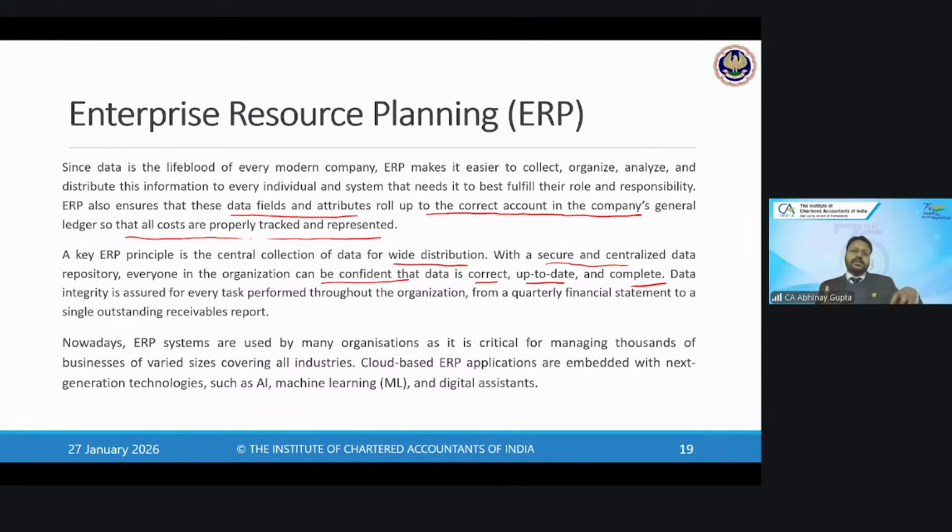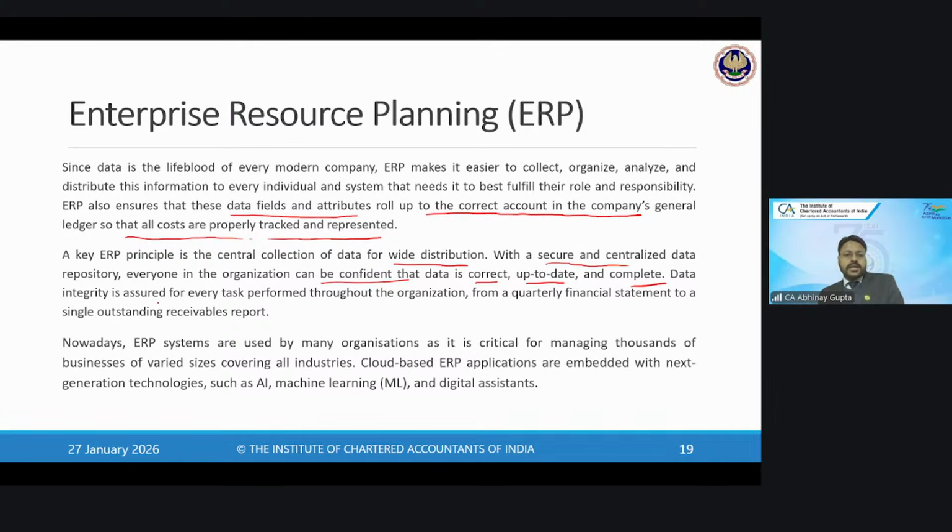So every department is confident that whatever they are looking at is accurate, and there are no further updates which they are not able to see at their end. There is no time lag between the information given on these modules and the data being updated, right? So data is updated on a real-time basis.